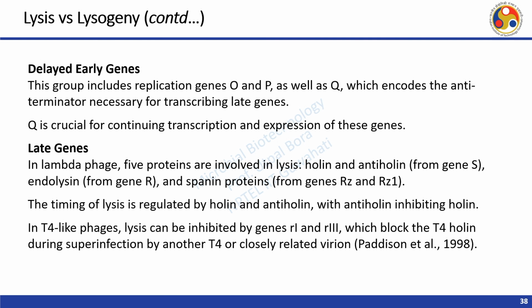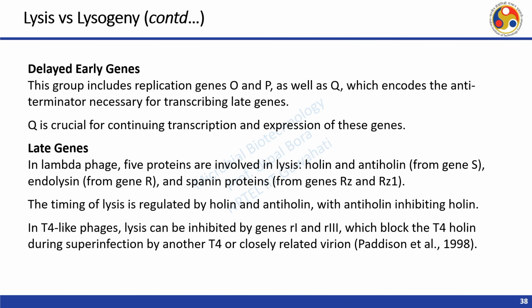N functions as an anti-termination factor necessary for transcribing the delayed early genes. The delayed early genes include replication genes O, P and Q, which encode the anti-terminator necessary for transcribing late genes. Q is crucial for continuing transcription and expression of these genes.